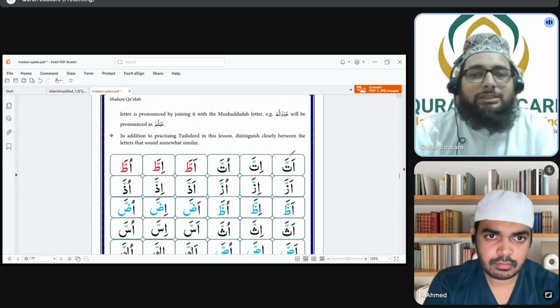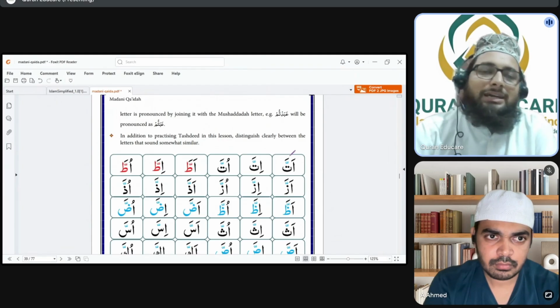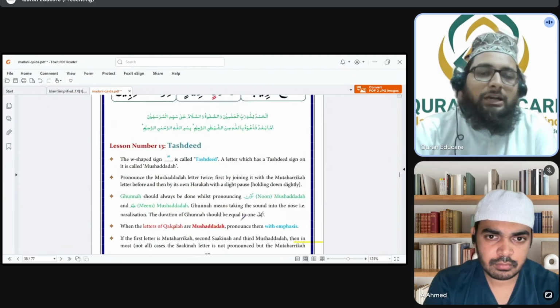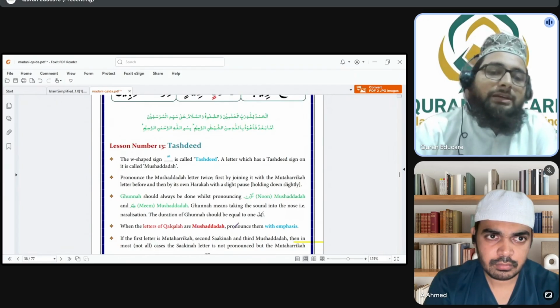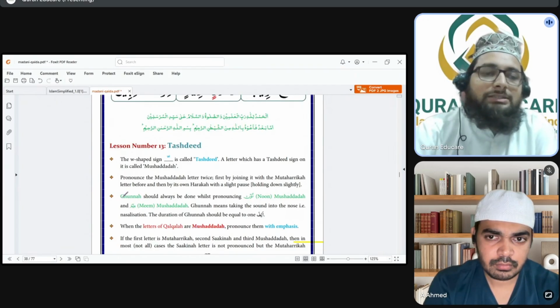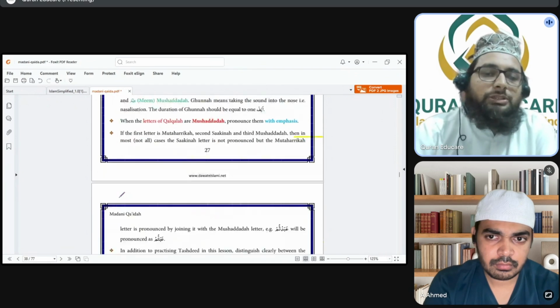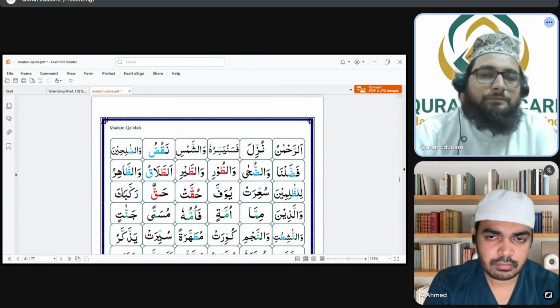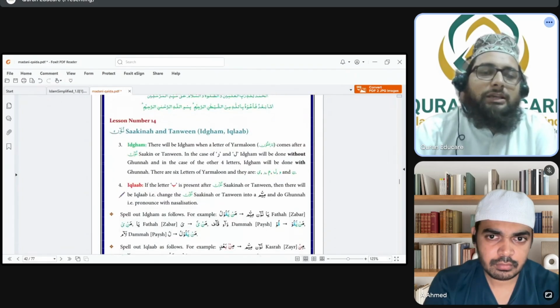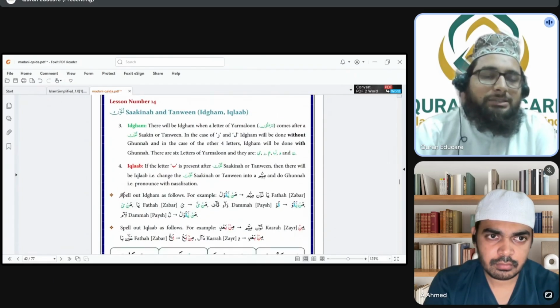Tashdeed, what is tashdeed? And the letter which has a tashdeed on it is called mushaddada. And the important things, how to pronounce qalqala letter when they are mushaddada. And the other things, how to pronounce noon mushaddad and mim mushaddad. And the remaining 2 rules, idgham and iqla, we learn in lesson number 14.